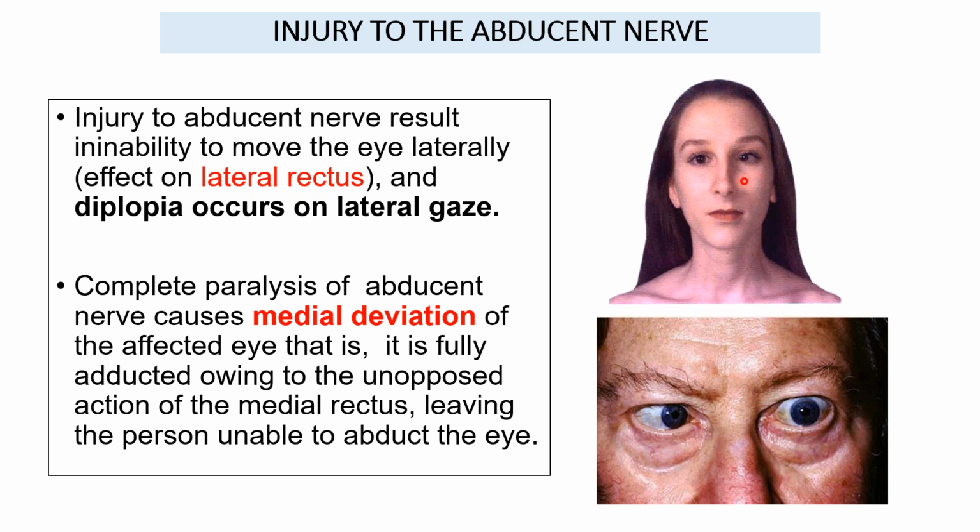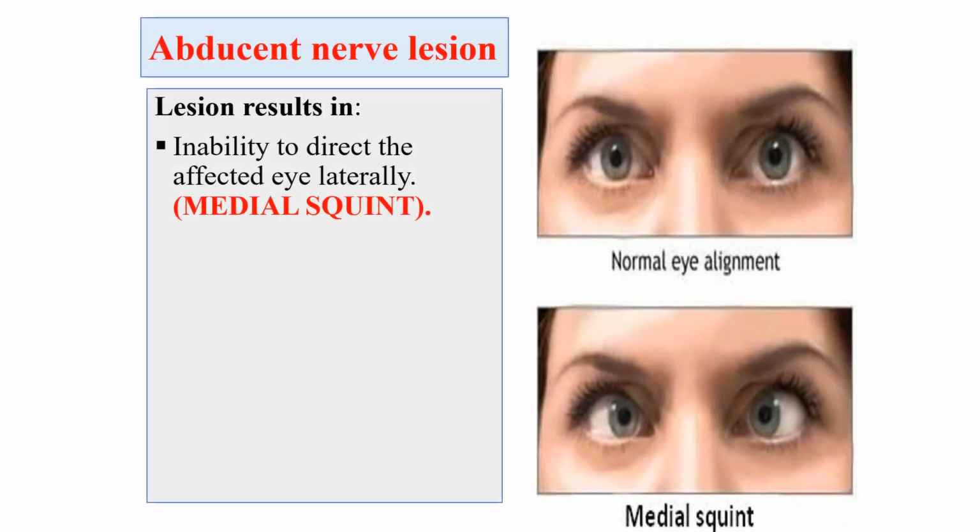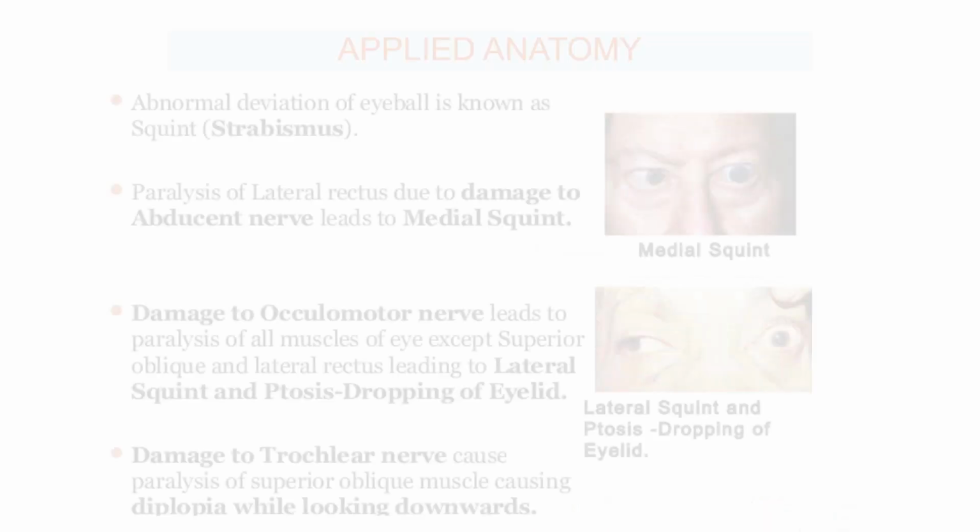Remember, medial deviation or medial squint will be seen in abducent nerve injury because of paralysis of the lateral rectus muscle, whereas in oculomotor nerve injury you'll have lateral squint. Again, this characteristic picture, medial squint, will be seen in abducent nerve injury because there is no supply to the lateral rectus, and the opposite, lateral squint, happens in oculomotor nerve injury.